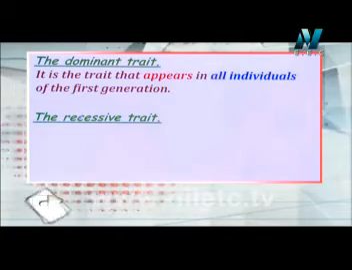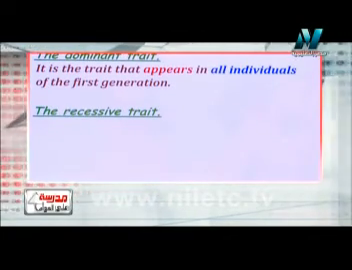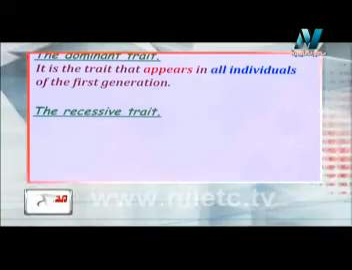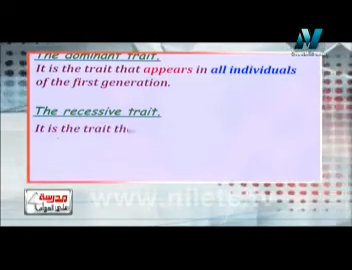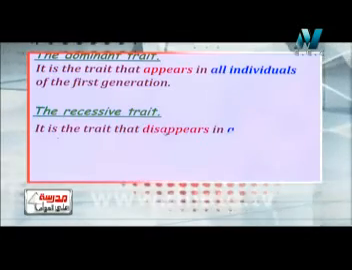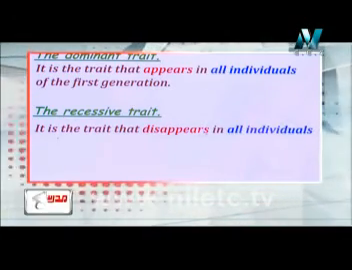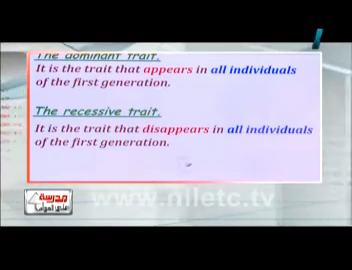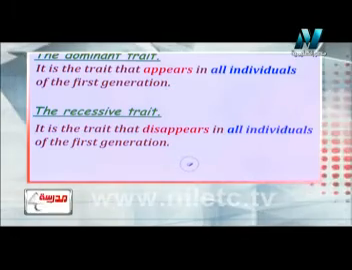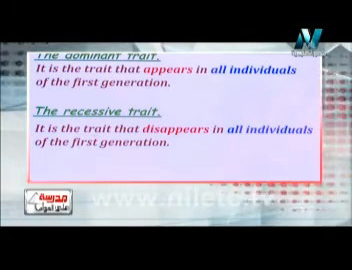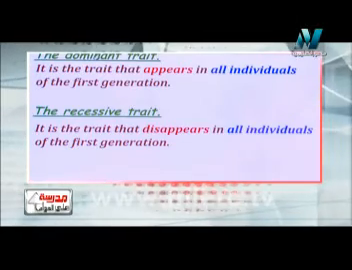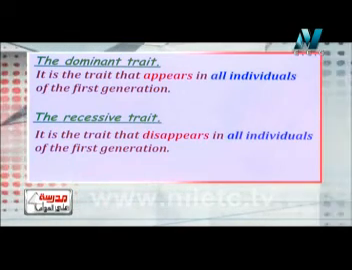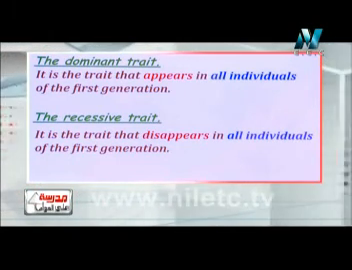طيب what is meant by recessive trait؟ يبقى انا عرفت الدوميننت appears in the first generation. The recessive trait, it is the trait that disappears in all individuals of the first generation. But appears in the second generation with ratio 75% to 25%. According to the two definitions, we mention what is meant by dominant and recessive traits from the previous problem. من المسألة اللي فاتت. Okay.